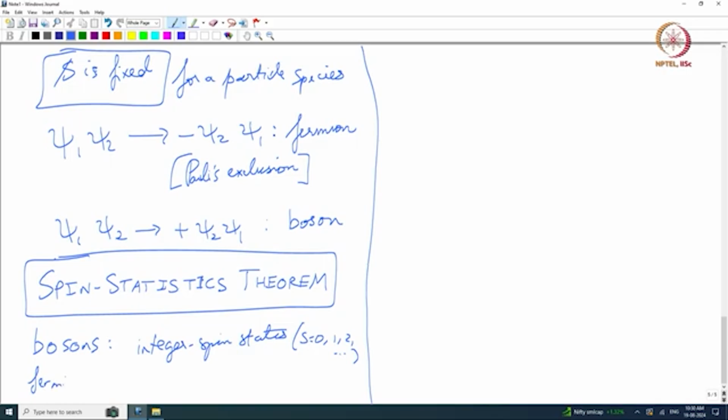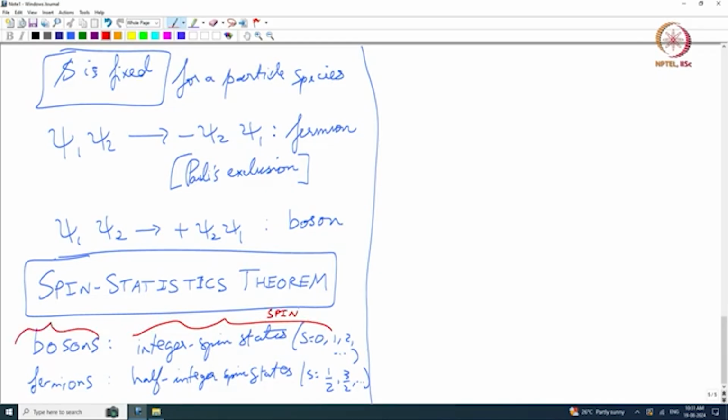And fermions are half integer spin states, right? So, S is half, 3/2, 5/2 and so on. Okay. So, on this side I have spin, on this side I have what is called statistics.